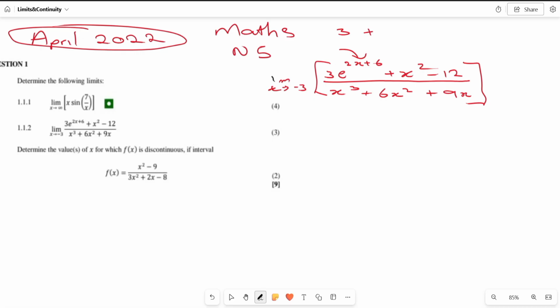And then we're going to say plus. If we put in negative 3, it's going to be plus 9, because it's a negative 3 and you square that. So 3 plus 9 is going to be 12, minus 12, so the top is going to be equal to 0. You should be doing it like that, guys, to find out the indeterminate form.